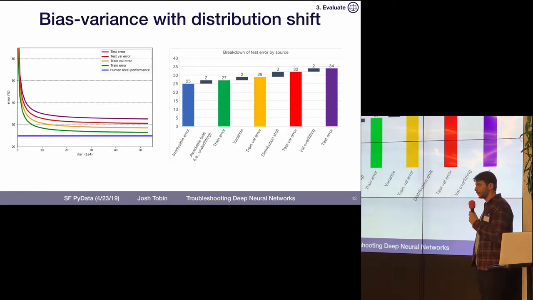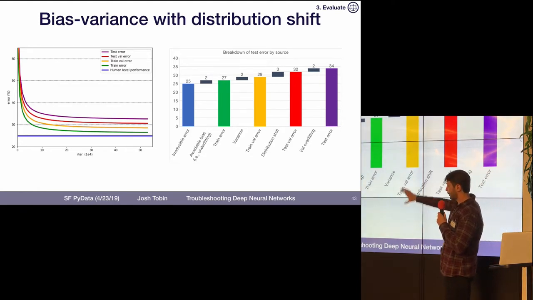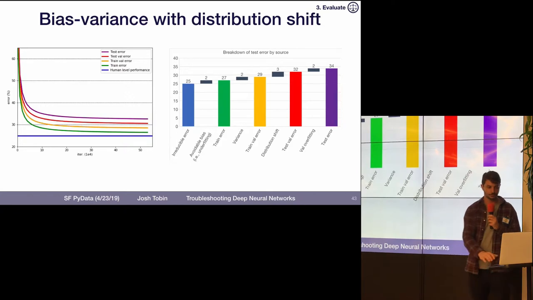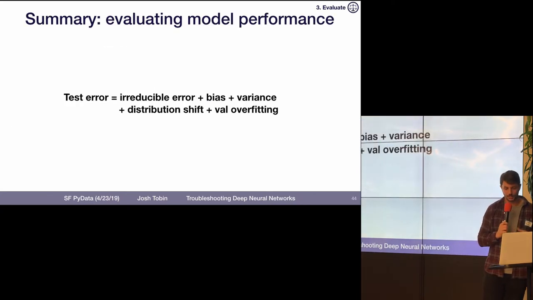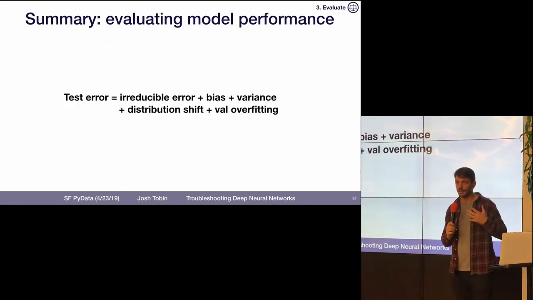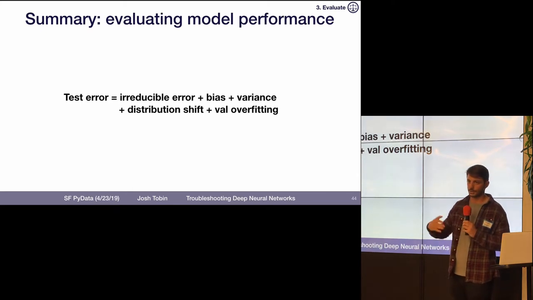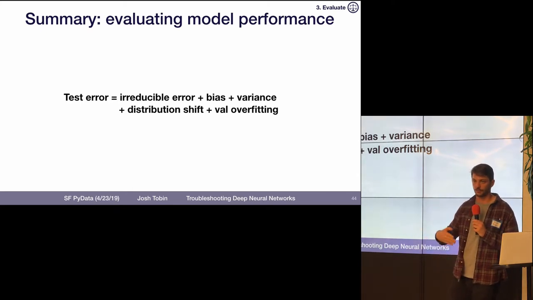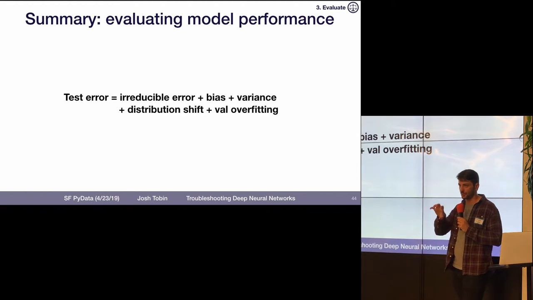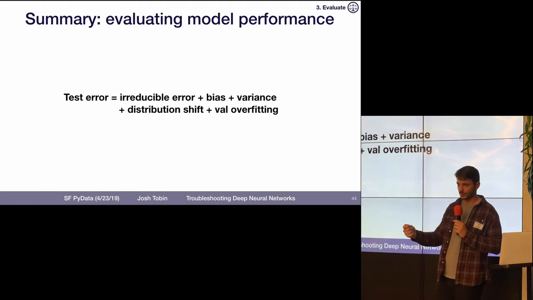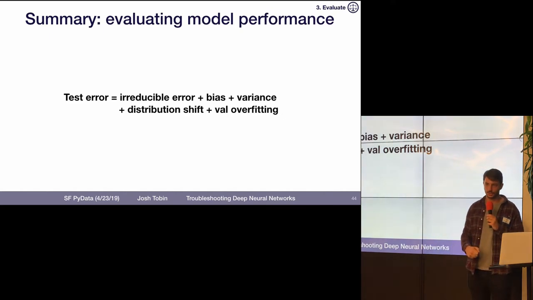This adds another component to how we broke down our total loss. Whereas before it was a sum of four things, now our test error is a sum of some irreducible error, our bias, our variance, and then a distribution shift, which is the difference between our train val score and our test val score, and our validation set overfitting.